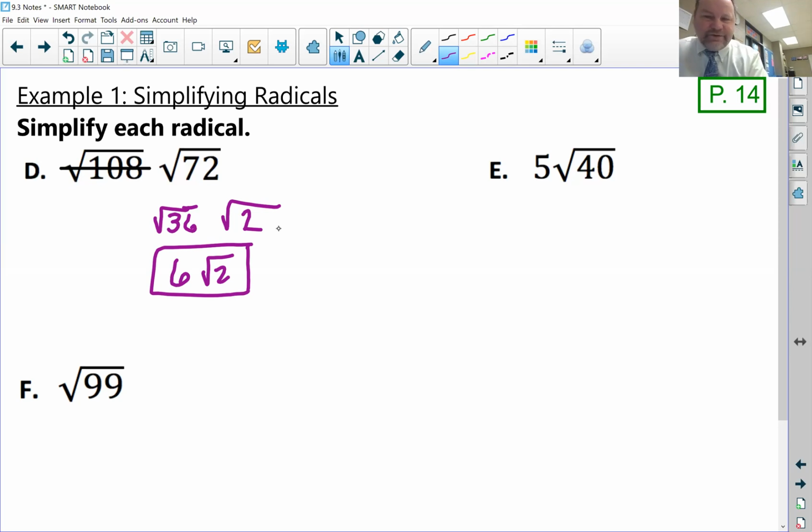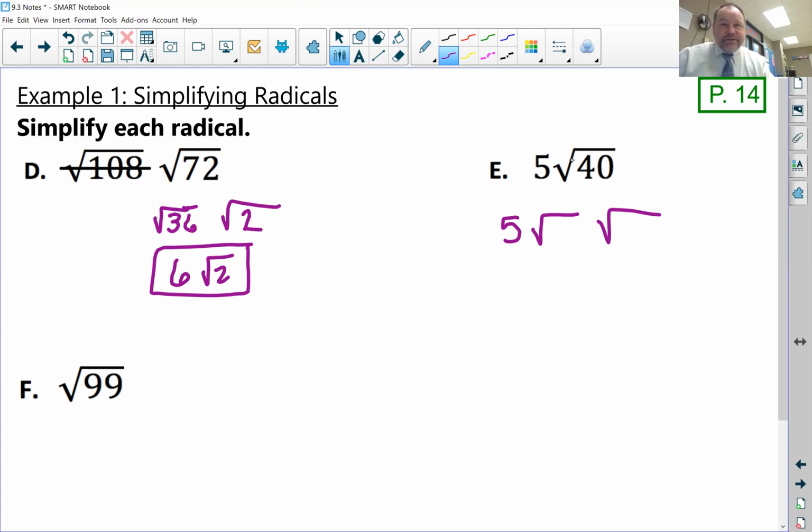Letter E, we have 5 times the square root of 40. So 36 would be the largest perfect square that's less than 40. And if I try 40 divided by 36, so again, it's going to be the number under the radical divided by the perfect square, that would be like 1.1 repeating. That's not good. We want an integer. 25 would be the next possibility. And we get 1.6. So that doesn't work.